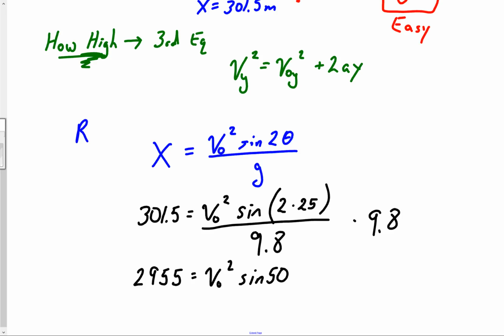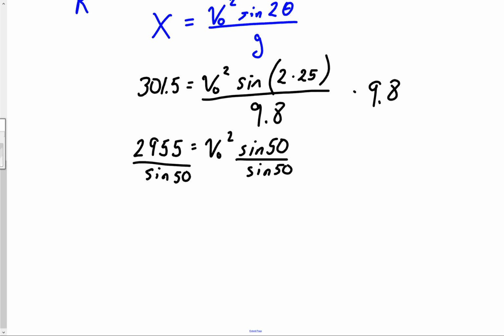Times the sine of 50. And now let's divide both sides by the sine of 50, and that's what you should be doing right now as well. So 2955 divided by sine of 50 is, look at this, it's huge. He hit that golf ball 3,857 meters per second. That would be incorrect. He did not hit the golf ball that fast.